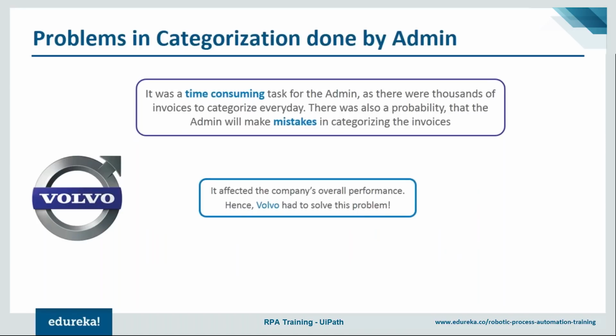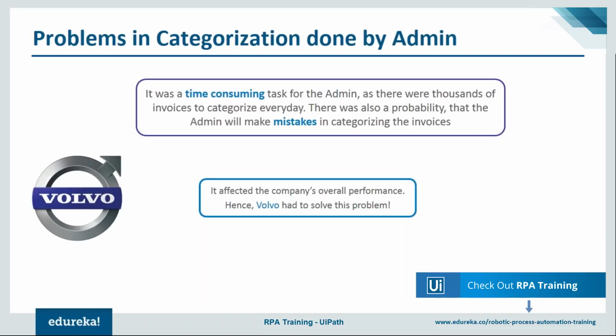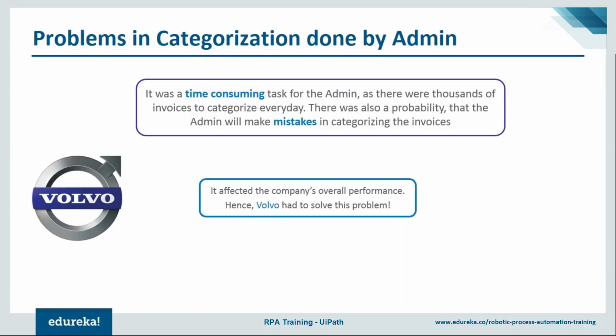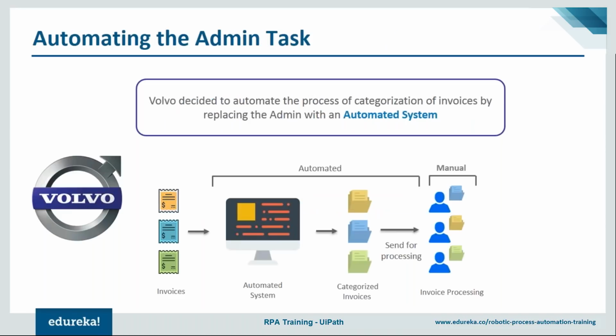Now, since it involved humans and there were a lot of invoices which had to be processed, it was very time consuming. And since humans were involved, it was bound to have mistakes. Because of these two problems, it affected Volvo's overall performance as a whole company. Even if a small process in a pipeline is taking more time and making mistakes, it affects the whole pipeline. So it had an impact across the organization, and this small thing had to be solved. So let's see how we solve it.